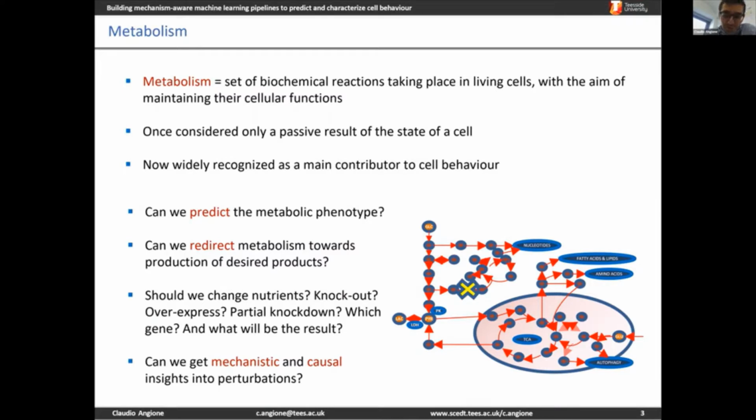And the overall goal is, as I mentioned earlier, could we potentially get some mechanistic understanding of what's going on, and not just correlation or crosstalks, but causal insights. So if we change something, this happens.